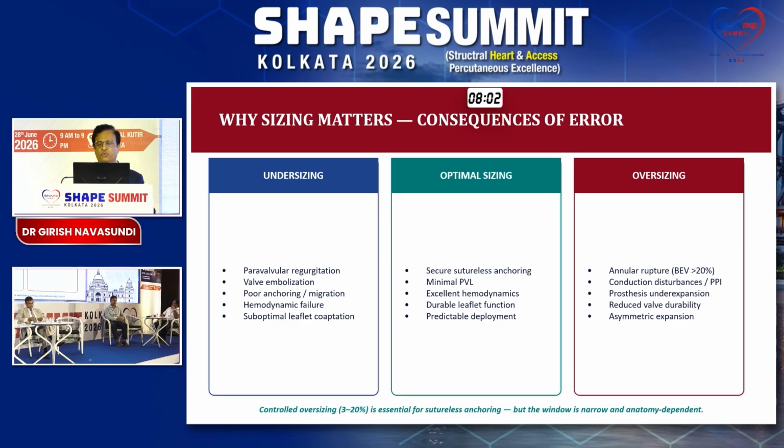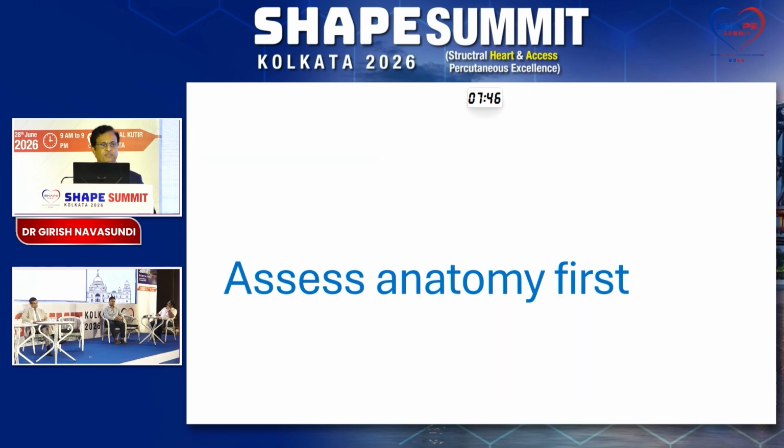And what happens if you oversize? If you oversize a balloon expandable valve by more than 20%, there's a higher risk of annular rupture, then conduction disturbance, pacemakers, prosthesis under-expansion, reduced valve durability and asymmetric expansion. That's why assessing the size is very, very important.